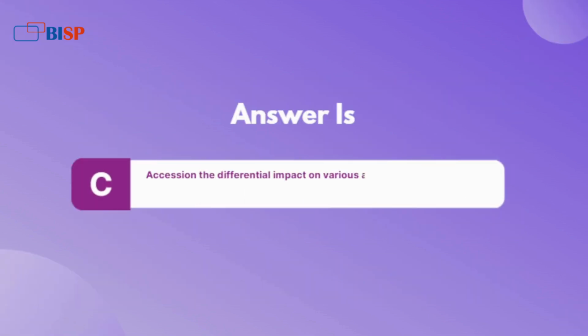Answer is C. Assessing the differential impact on various asset classes' returns.